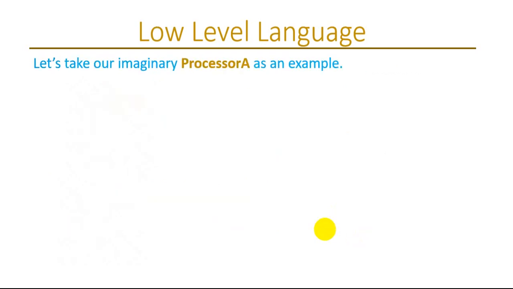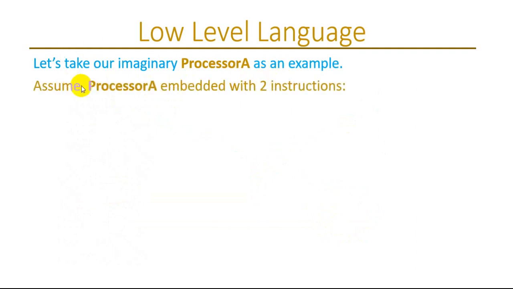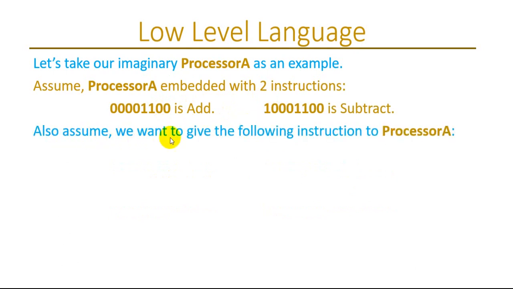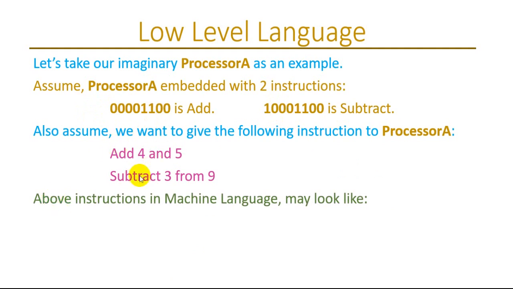Right, let's take our imaginary processor A to further understand the problems in binary machine language. Assume we take processor A with those same two instruction sets, and I want to show you some issues with machine language. Also assume we want to give the following instructions to processor A: add 4 and 5, and subtract 3 from 9. We know subtract is this, add is this.